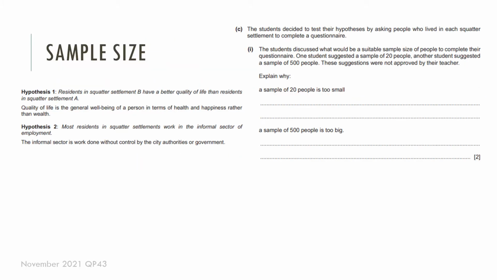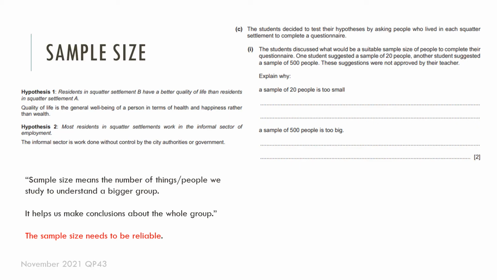If we move on again, some questions might ask you to refer to identifying a sample size. You know, in this case, why is 20 people too small? Why are 500 people too big? And so again, you need to remember, what do we mean by sample size? And remember that the sample size needs to be reliable. So by taking a certain number of people, I need to know that it should be reflective of the whole population.